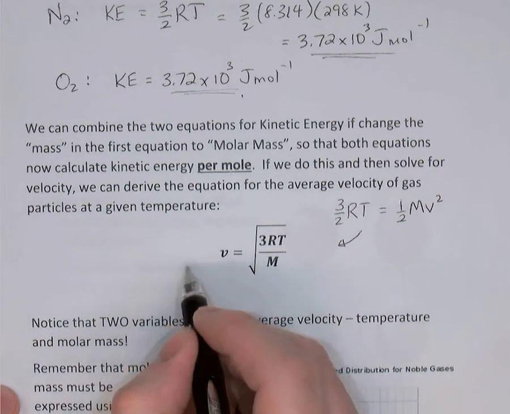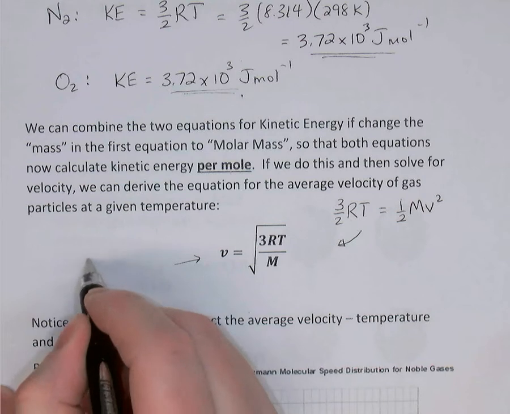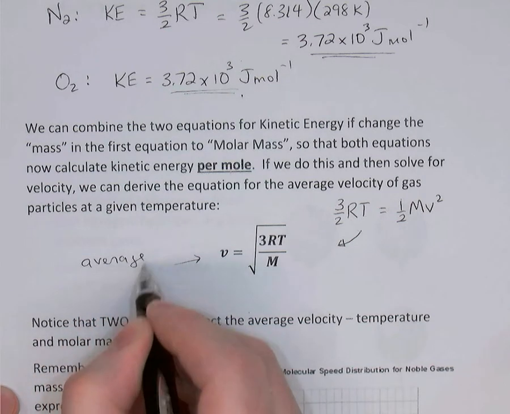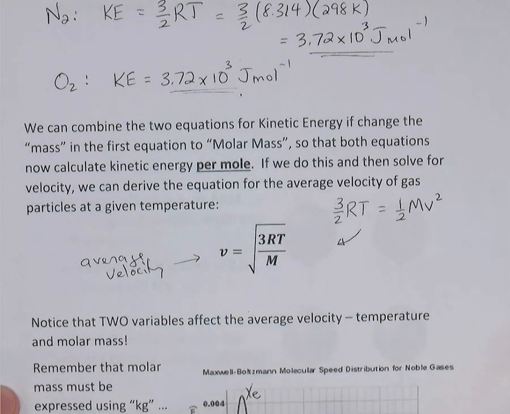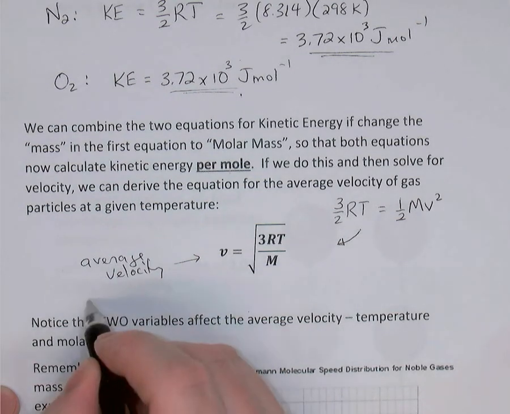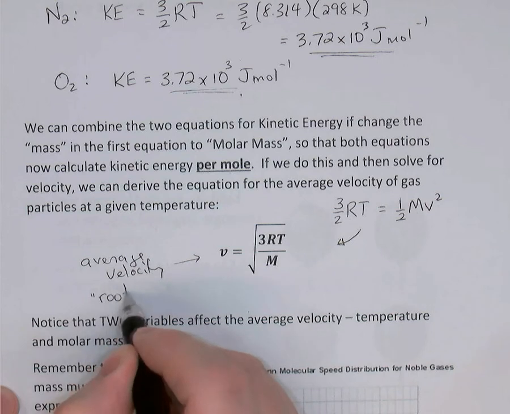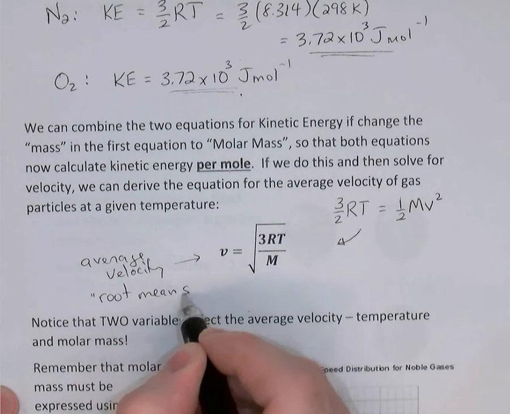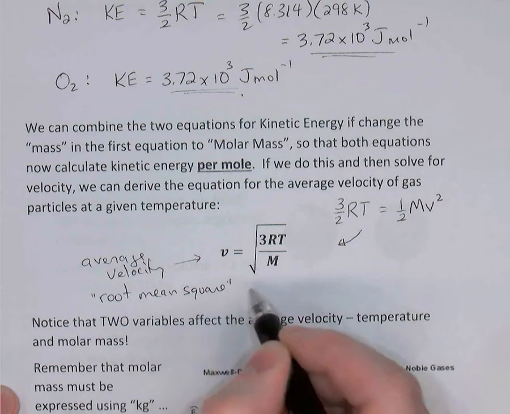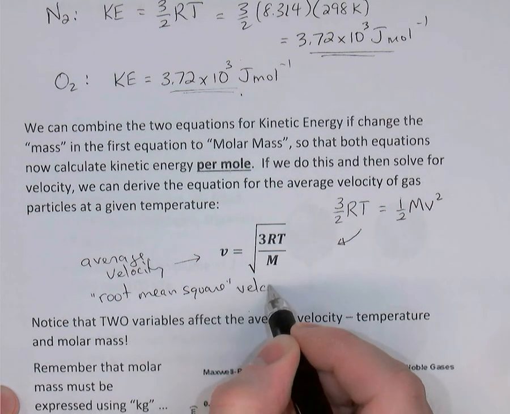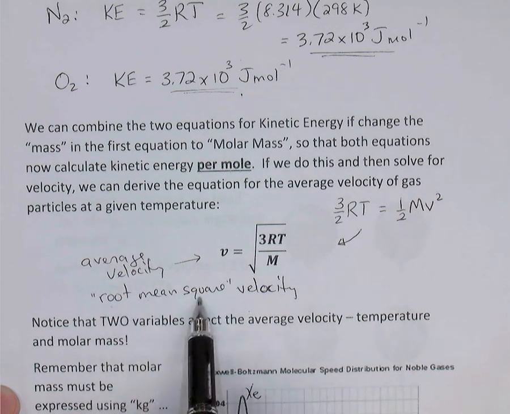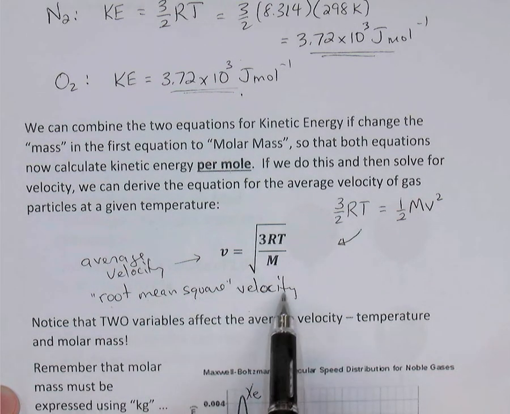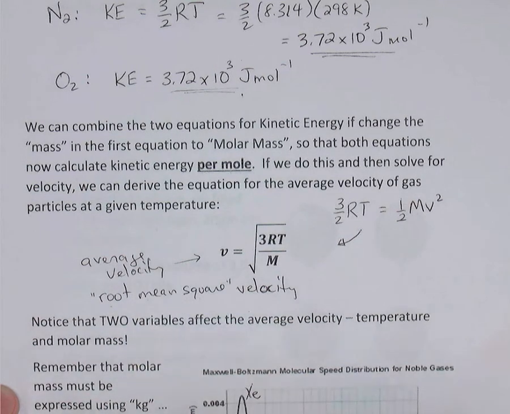Now I'm going to often refer to this in our class as just average velocity, but it actually has a more statistically meaningful name. It's also called the root mean square velocity. Some people will put a little subscript, V_RMS, the root mean square velocity, but we're going to just think of it as an average velocity of the particles.